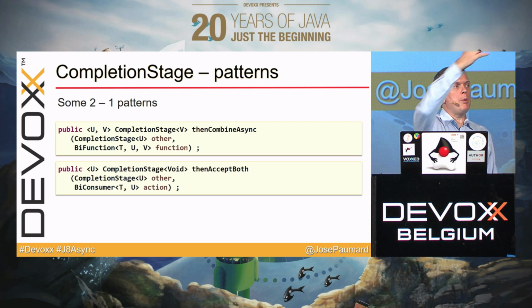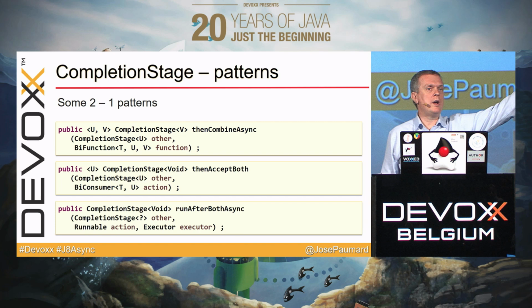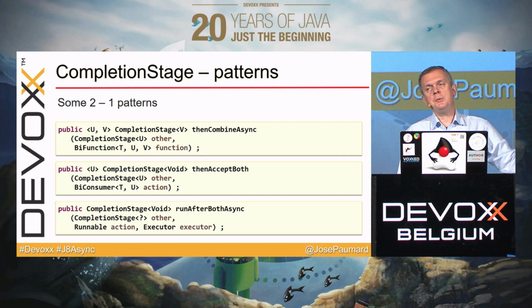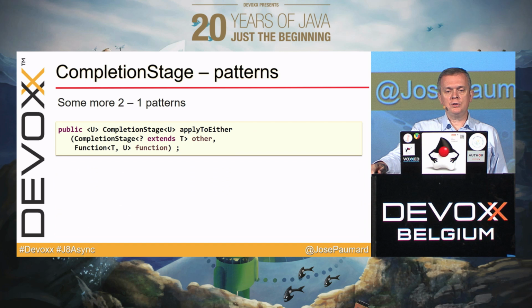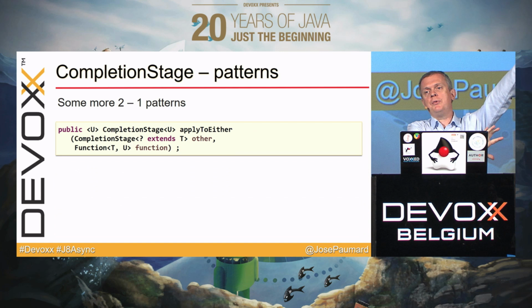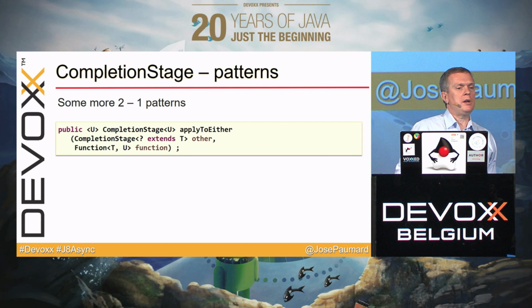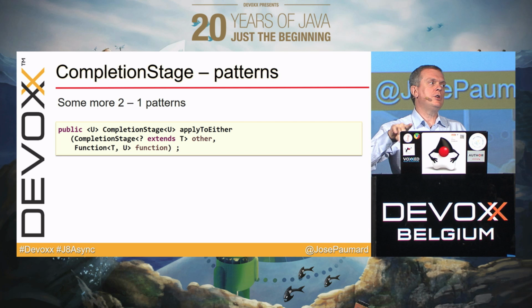And run after both, I think, will wait for the two upside completion stages. Since it is a run, it takes a runnable that doesn't take any parameter and doesn't generate any value. Let us see some more 2-1 patterns. Apply to either. When I have both, it means that I'm waiting for both results to be available. When I have either at the end of the method, it means that I'm just waiting for the first result to be available and to take it into account. And you can see that on this method, I take a function and not a BiFunction because the function is just waiting for the first result to be available.